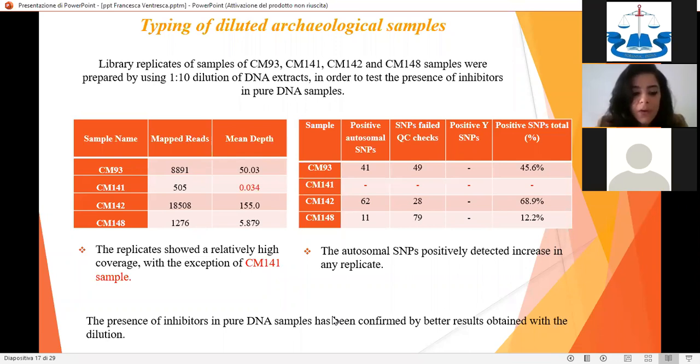So we have confirmed that the presence of inhibitors was the limiting factor in this case, because the presence of inhibitors in pure DNA samples has been confirmed by the better results obtained with the dilution. It will not be the same for forensic samples, as we will see, because for forensic samples the limiting factor will be another.